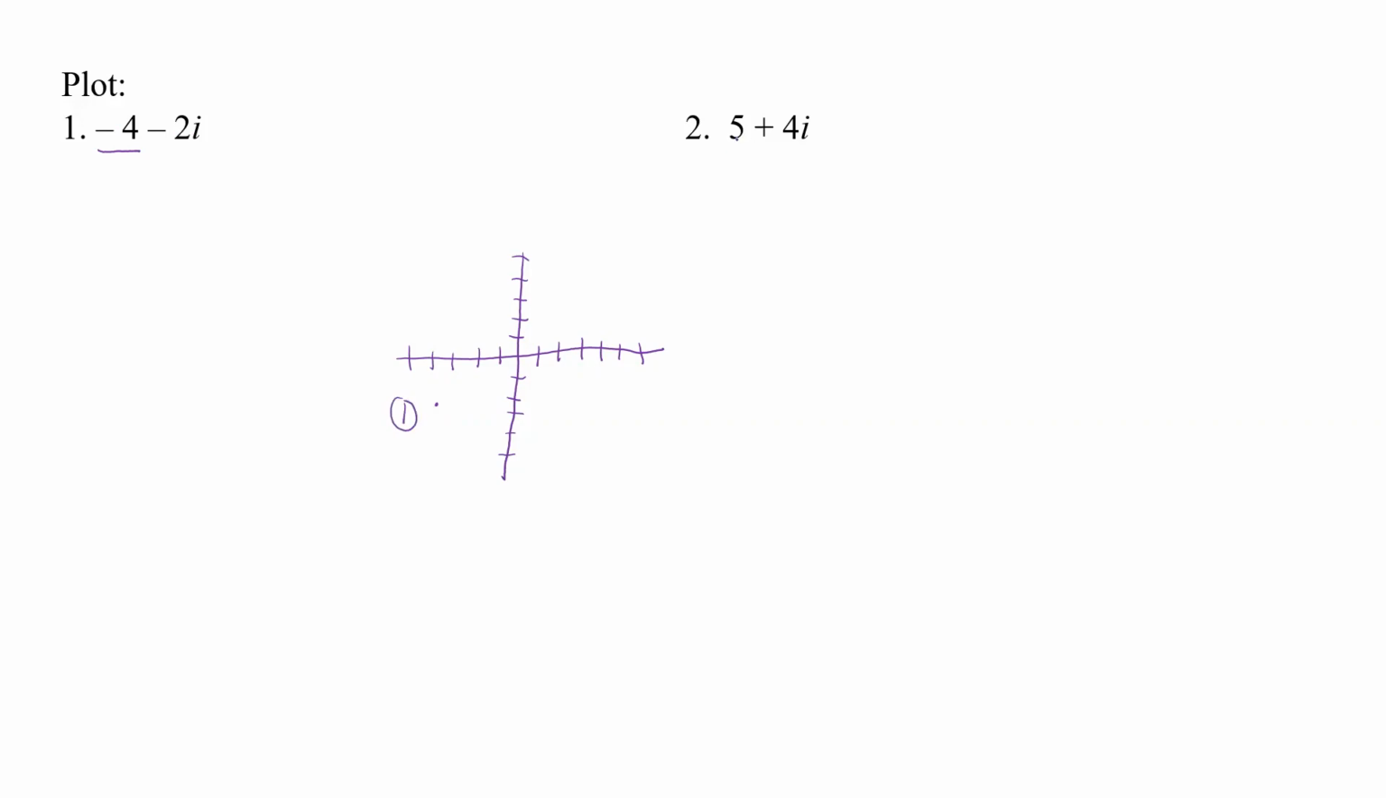Now this one says we're going to go right 5 because it's positive. So we're going to go to the right 5: 1, 2, 3, 4, 5. And then it's a positive 4, so we're going to go up 4. So up 4, right 5, that puts us somewhere about there. 1, 2, 3, 4, 5. Yeah, so that looks good. And so that's our point 2.